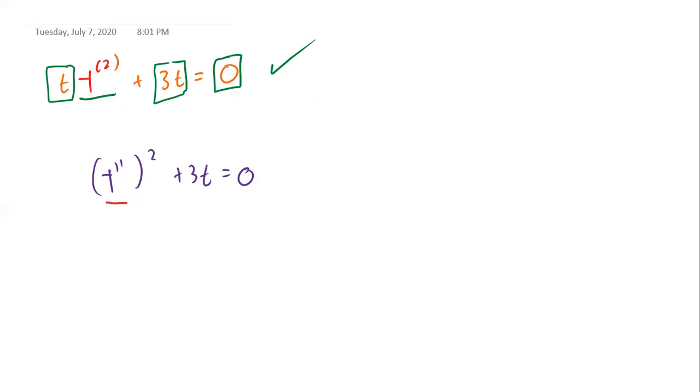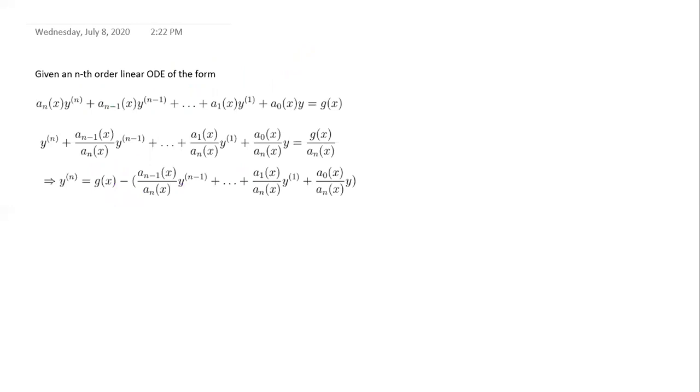Now that's how you determine if a differential equation is linear. There's just one more thing to cover in this section. It's just notation. Given an nth order linear ODE, what does that look like? Well, we know a general expression for that. We know that a linear nth order differential equation has to look like this.